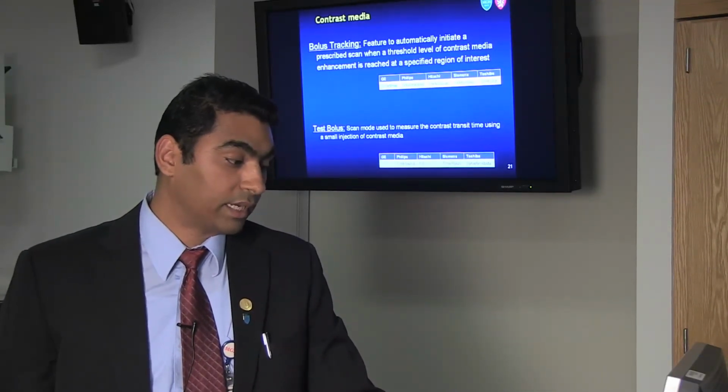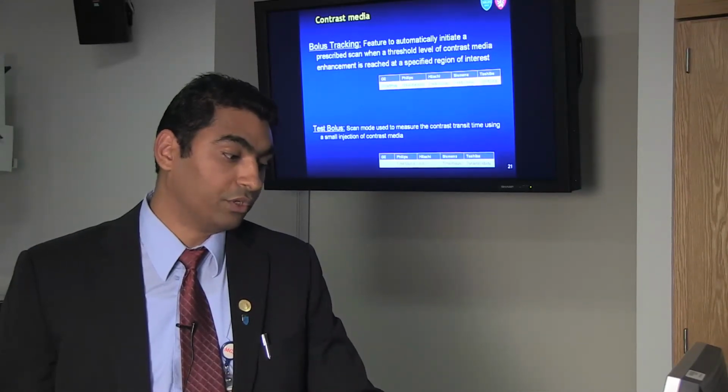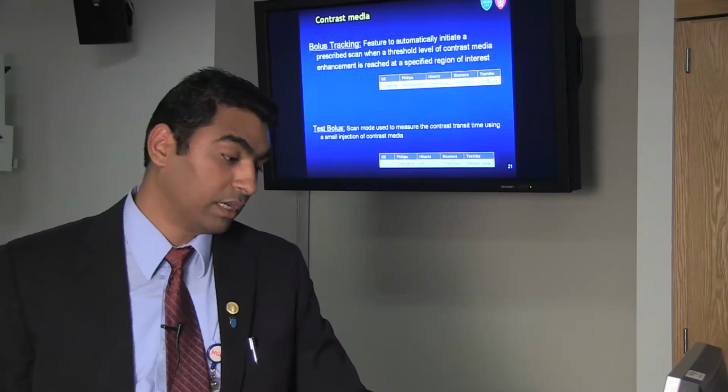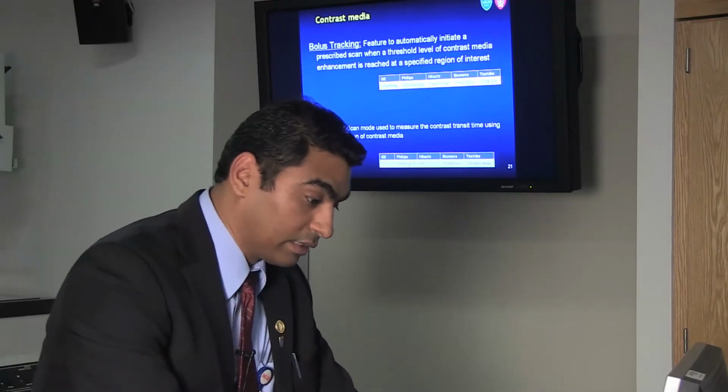And the next parameter is the test bolus. This is basically the scan mode used to measure the contrast transit time using a small injection of contrast media. Philips calls it time lapse and Siemens calls it time bolus.